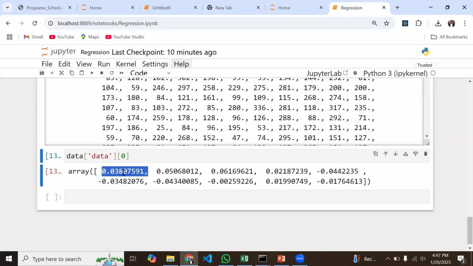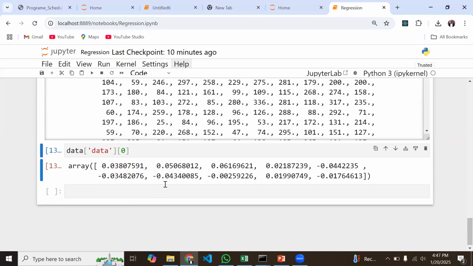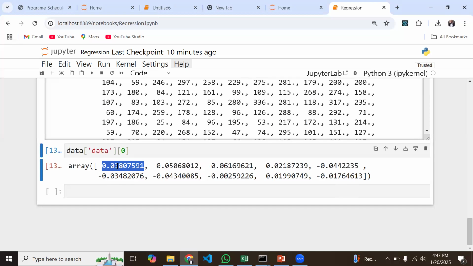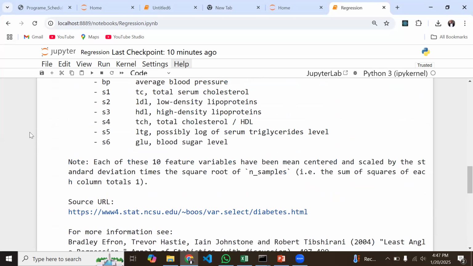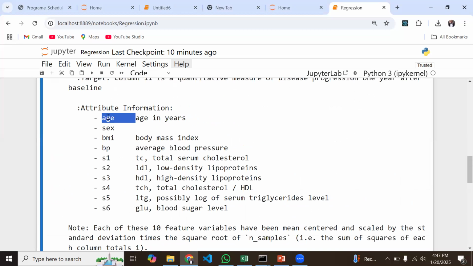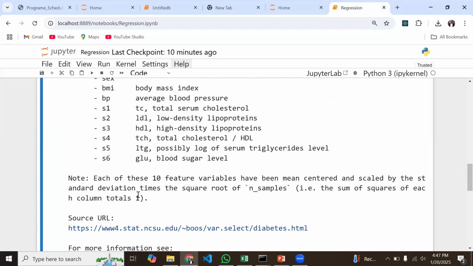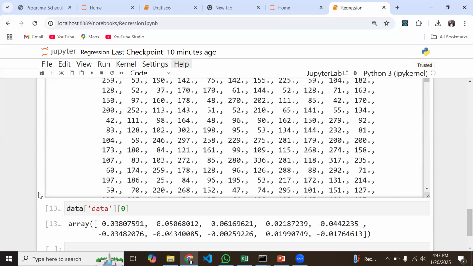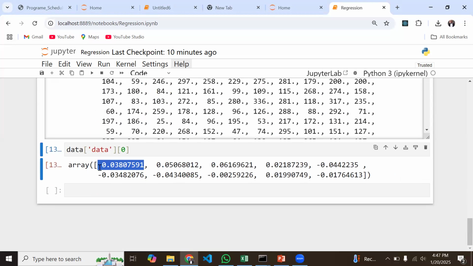Now, these values, if we count, we are told that it is 10 in all. So here we have 1, 2, 3, 4, 5, top and down, they are 10. Then you can see that we have 0.038. Ordinarily this 0.038 is supposed to be for the age. But if you don't read how the scaling was done, it becomes very difficult to explain why this is happening.